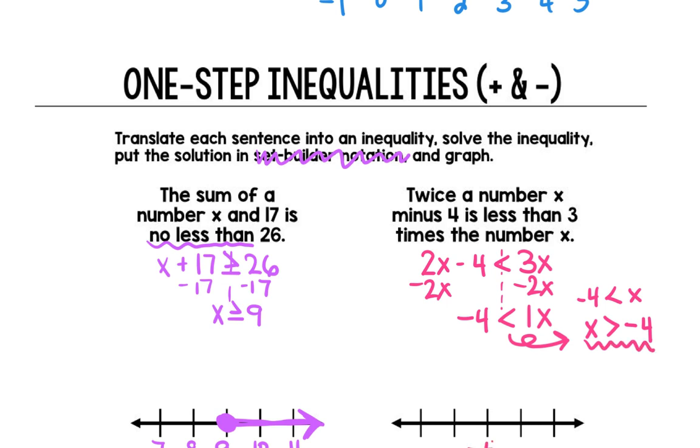So I'm going to put negative 4 in the middle of my number line. This is going to be an open circle, and I'm going to shade to the greater than side.